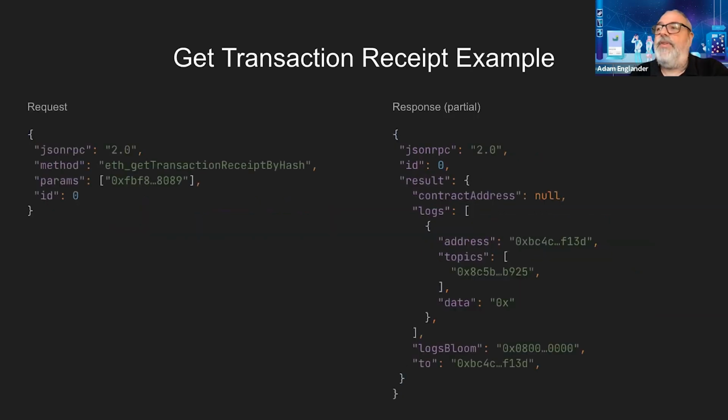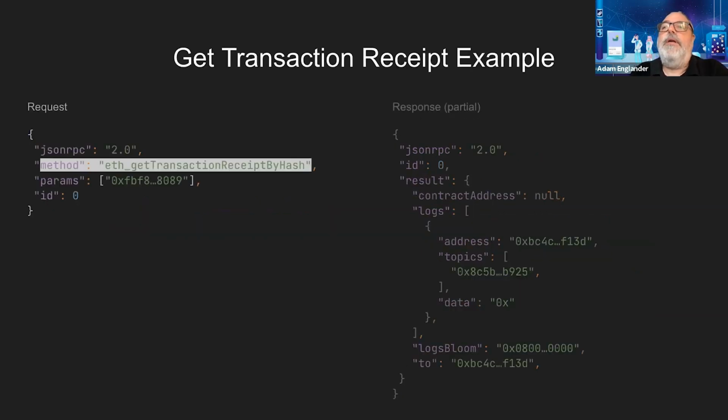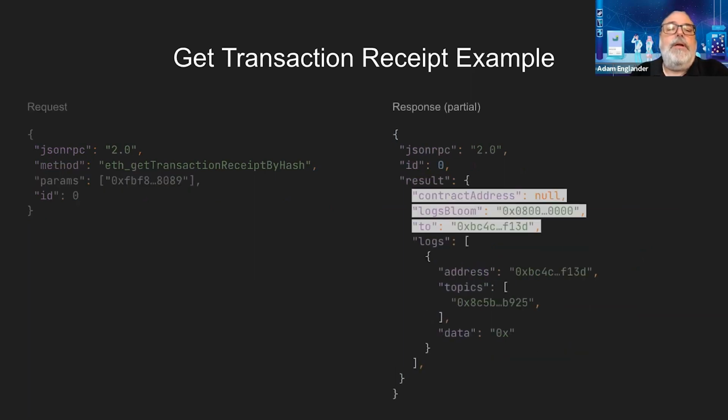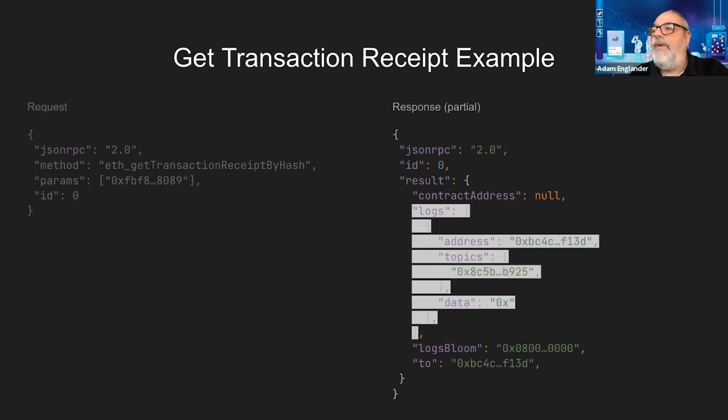The transaction receipts contain the transaction details, accessible by the get transaction receipt by hash method, which takes a single parameter, which is the transaction hash that we had in our block. And the response has the detailed data, but most importantly, the event logs. So now we just need to be able to decipher what's in the logs.